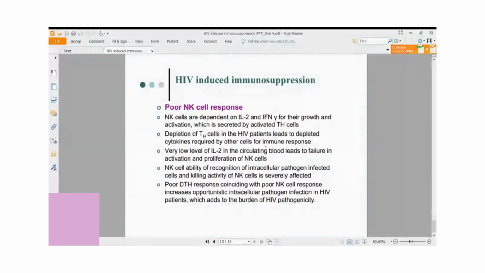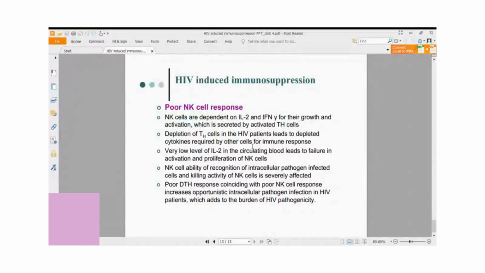Initially, this will go on very well because cells will be dependent on IL-2 and interferon gamma secreted by the TH cells. There are some good TH cells available which are not yet infected by the HIV virus, and they are providing this cytokine, and the NK cell is activated and it is acting on the infected cells. But as the TH cell population depletes, because the viral infection continues, because the primary target of the virus is always Th cells.